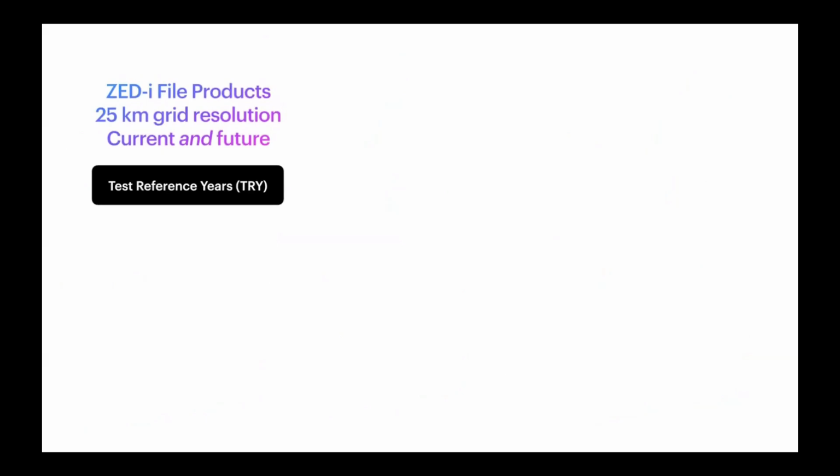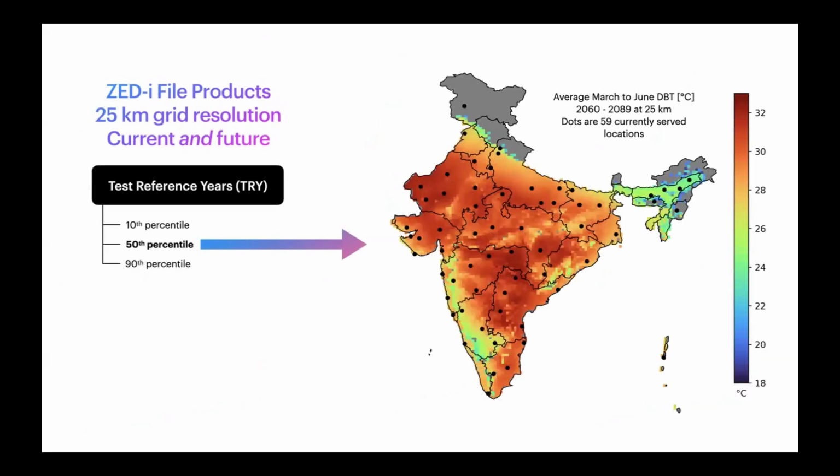Moving to India, once again, you get the same test reference years, but now at 25-kilometer grid resolution. And the 50th percentile map now looks like this. The black dots, just to remind you, are where that's the current state of the art. And everything else is the new stuff.